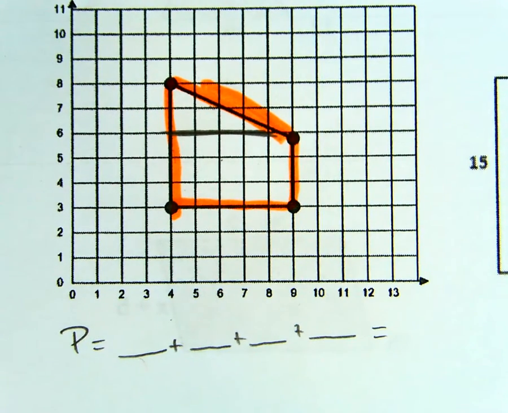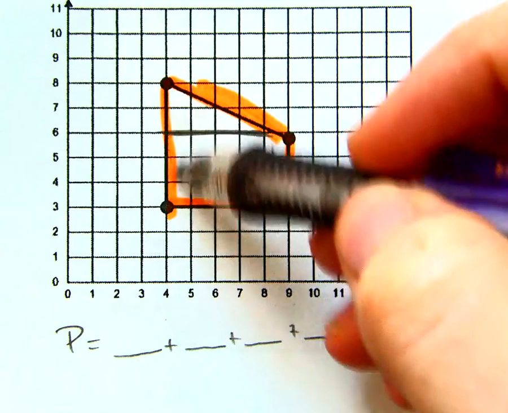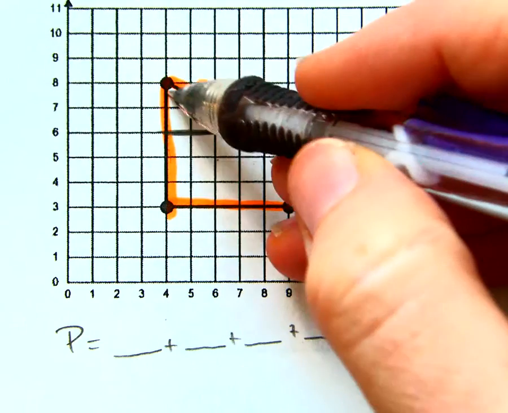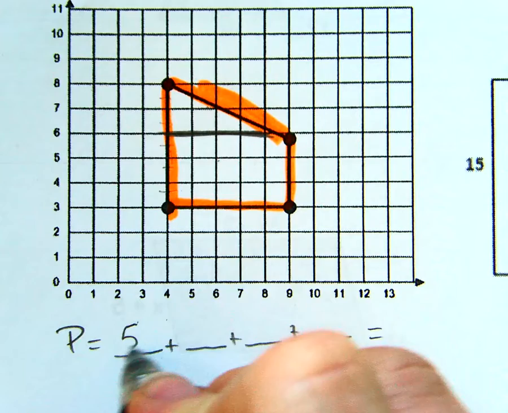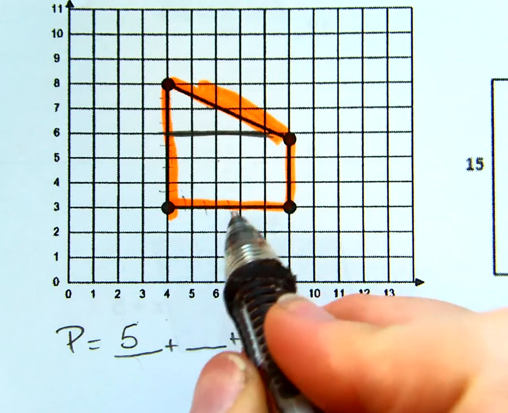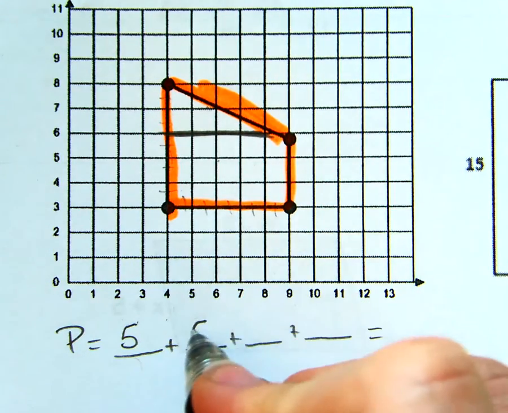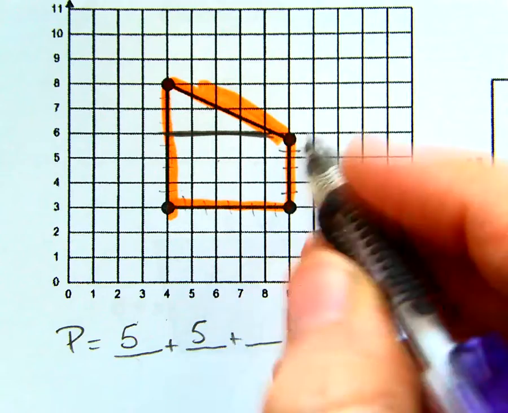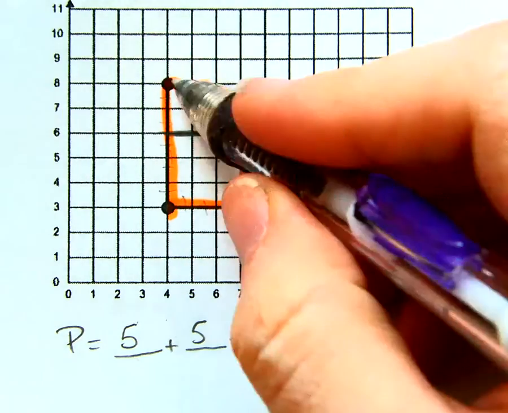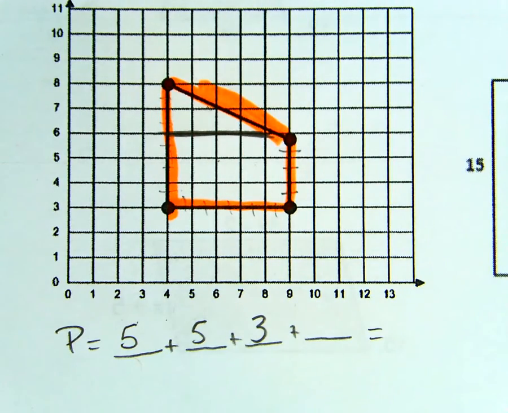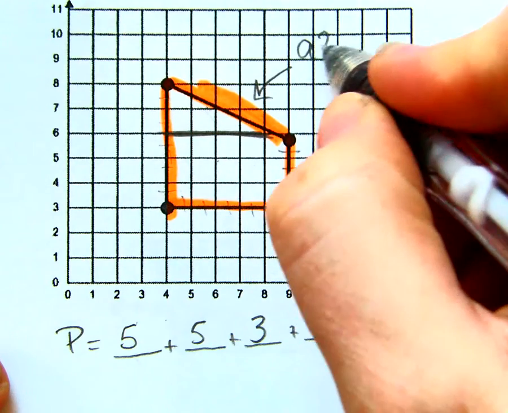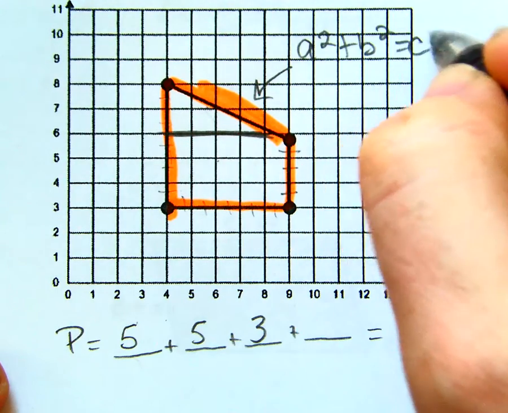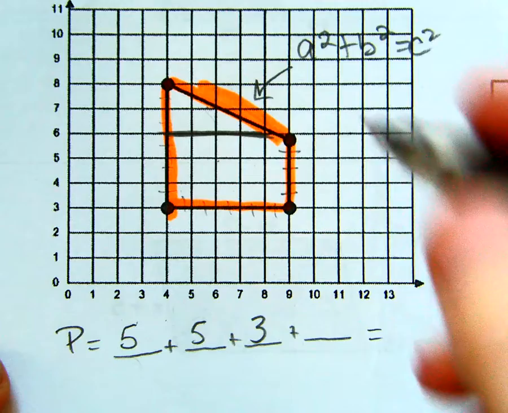Okay, so I'm just going to start over on this side, and because this is vertical, I can count it. 1, 2, 3, 4, 5. 1, 2, 3, 4, 5. 1, 2, 3. And then this is part of a right triangle. And I can't count it because it's slanted, so I'm going to have to use a squared plus b squared equals c squared in order to get the answer.